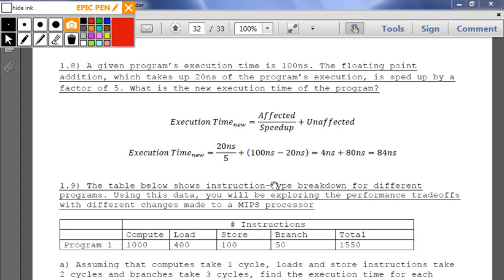And this is why understanding Amdahl's law is important. Because you don't want to be the engineer that says I can change one part of it and you think it changes the entire overall performance of the computing system. So therefore, 20 divided by 5 becomes 4 nanoseconds plus 100 minus 20 is 80 nanoseconds. So we have now reduced the overall execution time to 84 nanoseconds. So the overall speed up is 100 divided by 84, which is significantly less than 5. And so that's the importance of Amdahl's law.